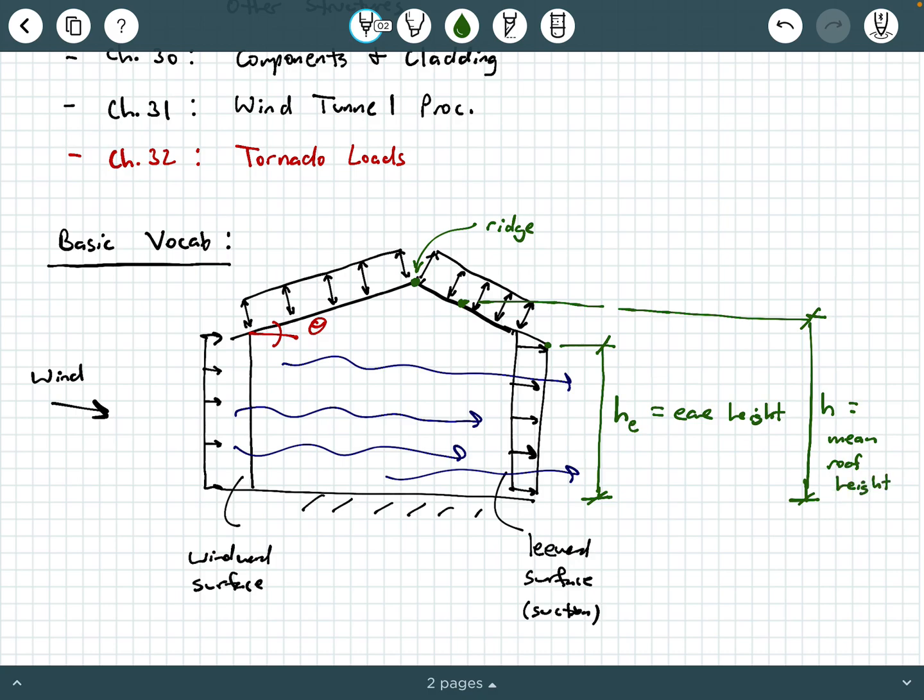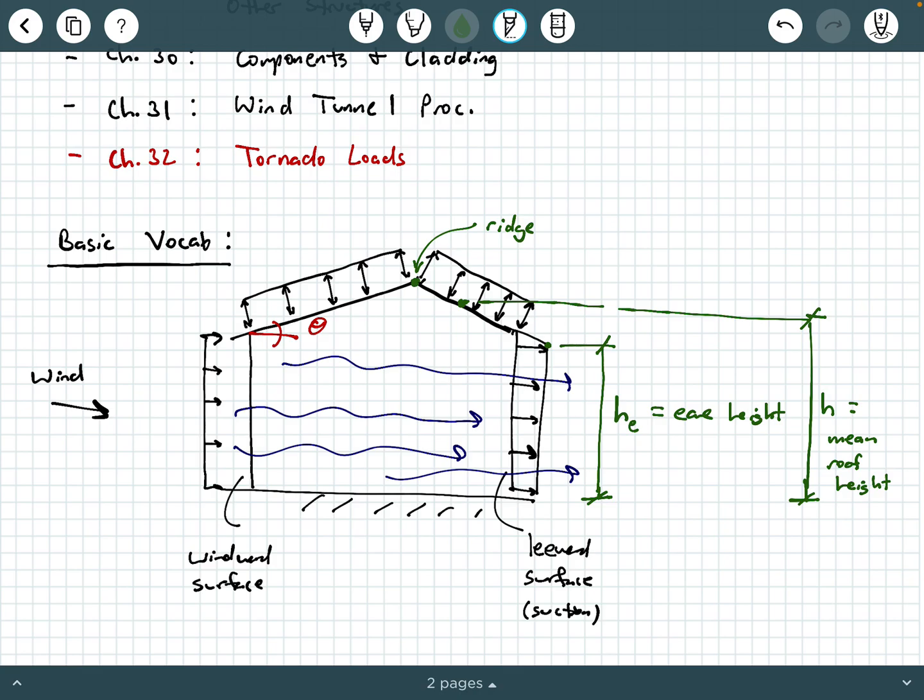Okay, now what is the mean roof height? Well, it's the height halfway in between the eave height, which is right here, and the ridge height, which is up here. Okay, now the mean roof height is really important because that's a measurement that we end up using a lot in a lot of these wind pressure calculations that we're going to talk about later on.